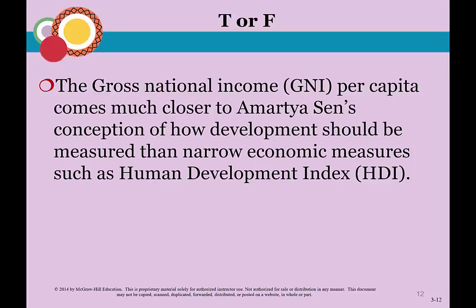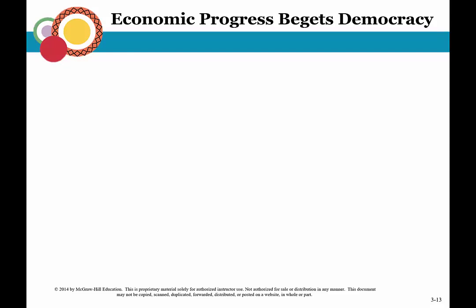you can essentially answer false, because the gross national income, or the GNI per capita, comes much closer to Sen's concept of how development should be measured than narrow economic measures such as the Human Development Index. Actually, nothing can be further from the truth, as we talked about earlier. Sen's idea is let's measure potential rather than current production, if you will. That's why the United Nations came up with the HDI, if you will.